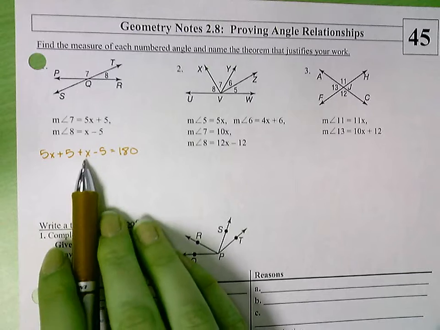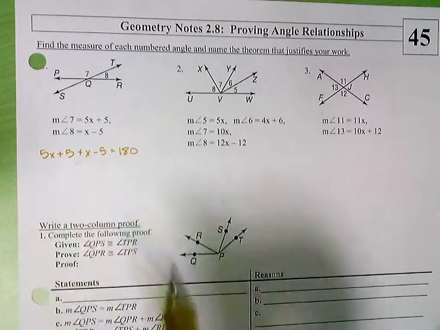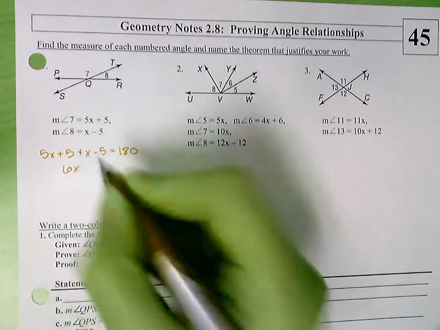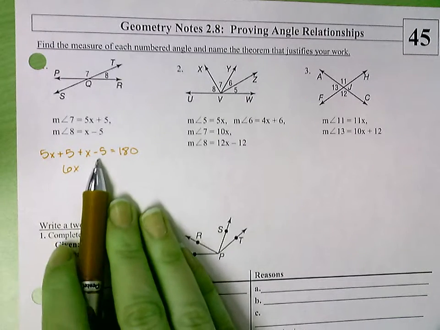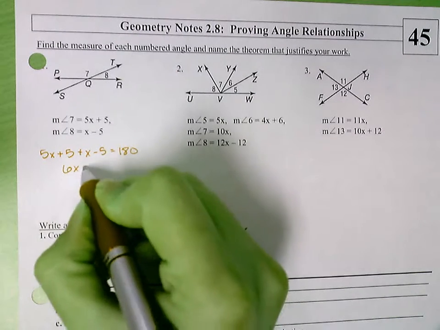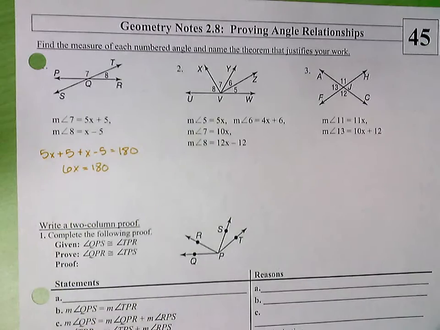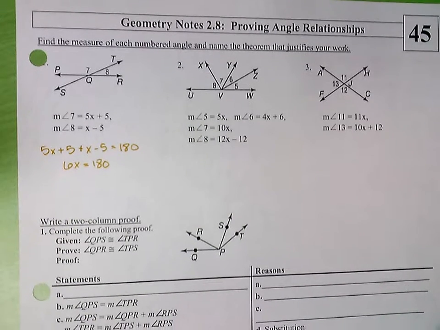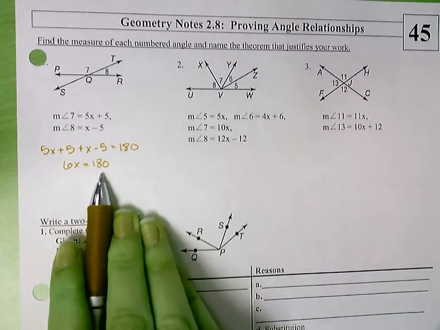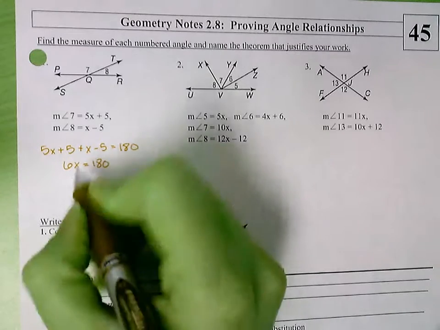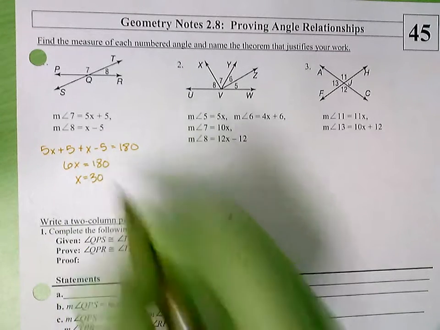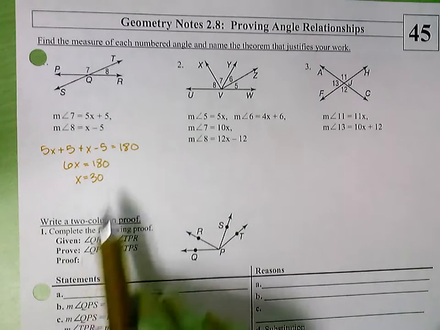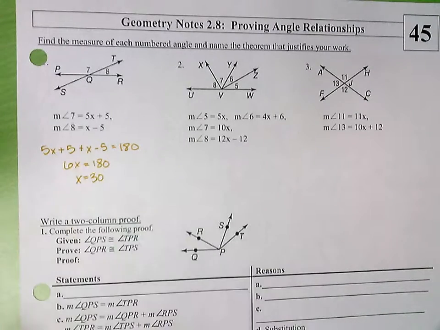Now I can combine like terms here. 5x plus x is 6x. 5 minus 5, that's 0. So we have 6x equals 180. You'll divide both sides by 6. So x is 30.